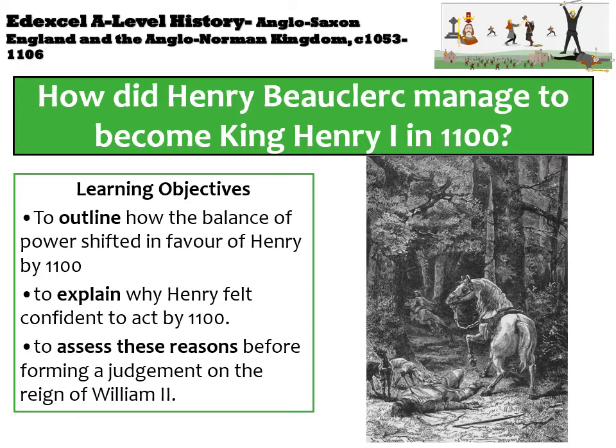It's a relatively short topic, and there isn't necessarily a specific 20 marker that goes alongside this question for William Rufus's reign, and instead what we'll do is we'll carry this on when we look at Henry I from next week. So your title today is: How did Henry Beauclerc manage to become King Henry I in 1100?